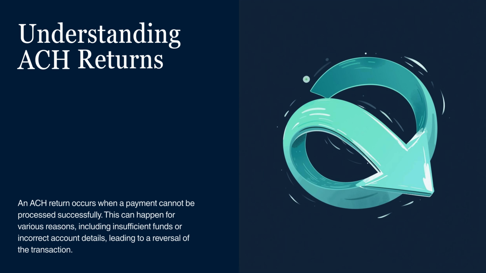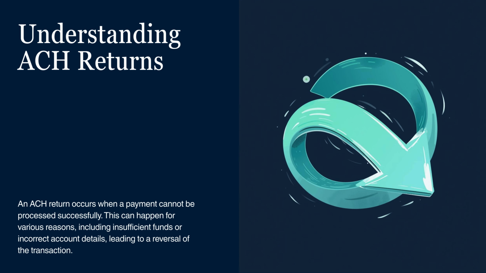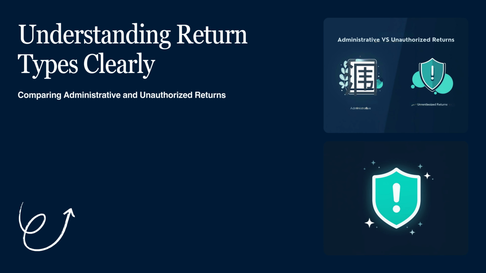A return sends an ACH entry back after it was processed. Returns can happen for administrative reasons, like invalid account numbers, or for risk reasons, like unauthorized transactions. Returns are one of the primary ways banks measure originator risk. Administrative returns point to data or process errors, things you can fix quickly. Unauthorized returns are more serious. They indicate disputes, potential fraud, or authorization breakdowns. Banks pay very close attention to unauthorized return rates.